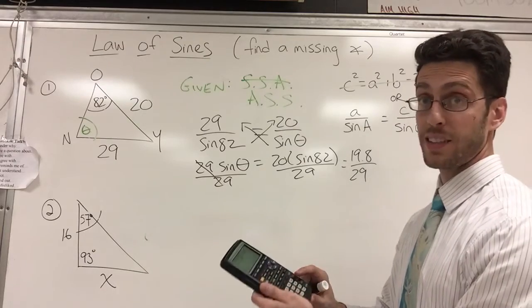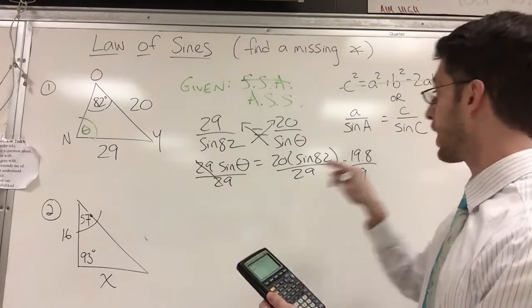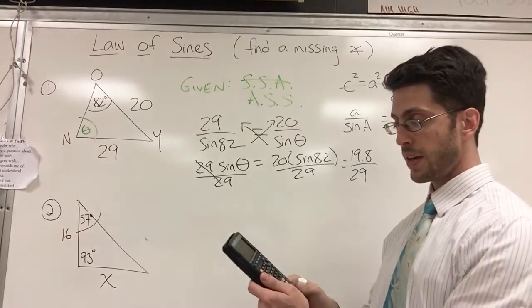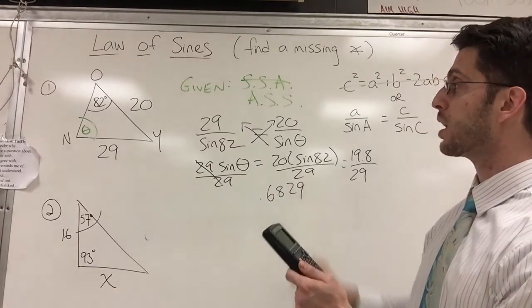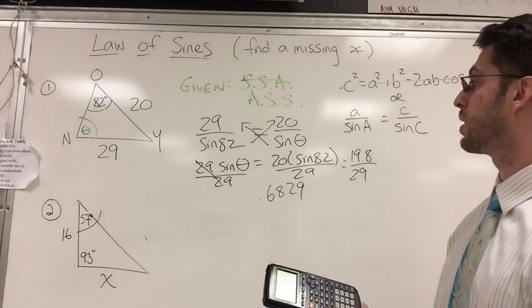I never even had to clear it. I didn't have to round it. I used the actual number, I got a whole longer decimal. Divide that by 29, and I get 0.6829, blah, blah, blah.